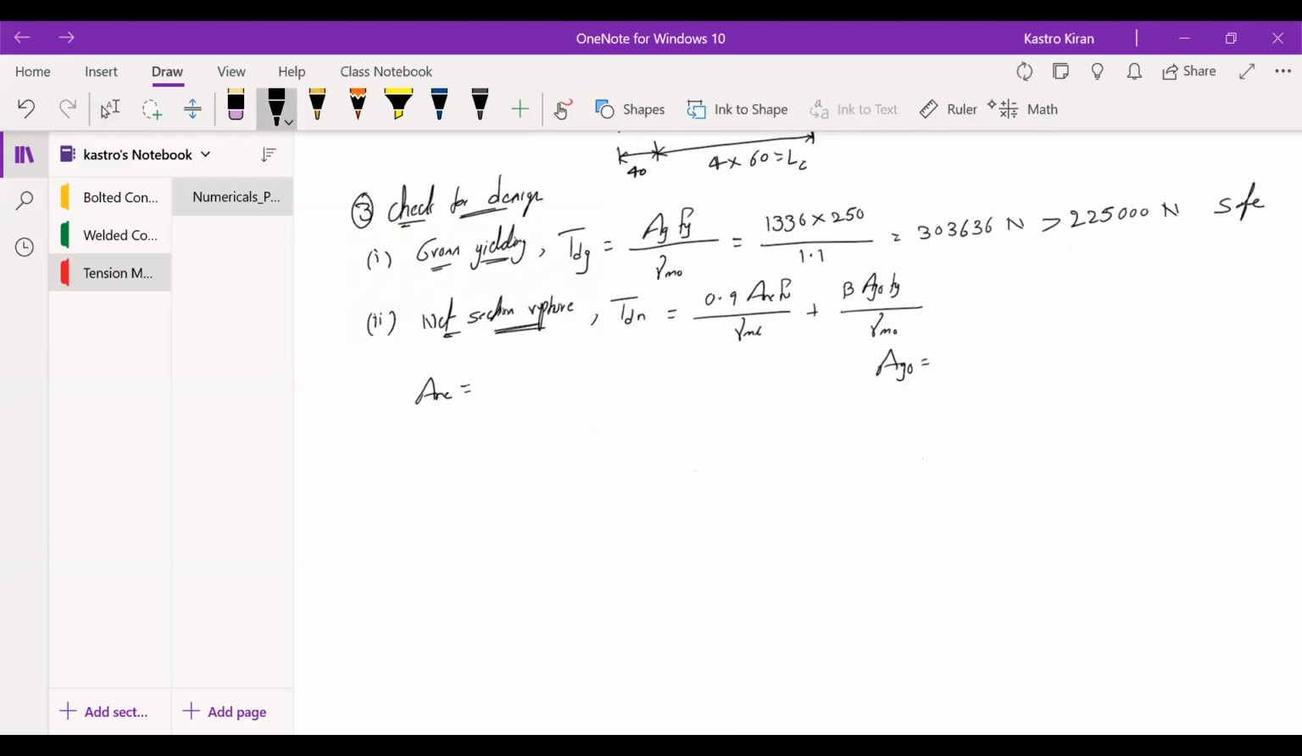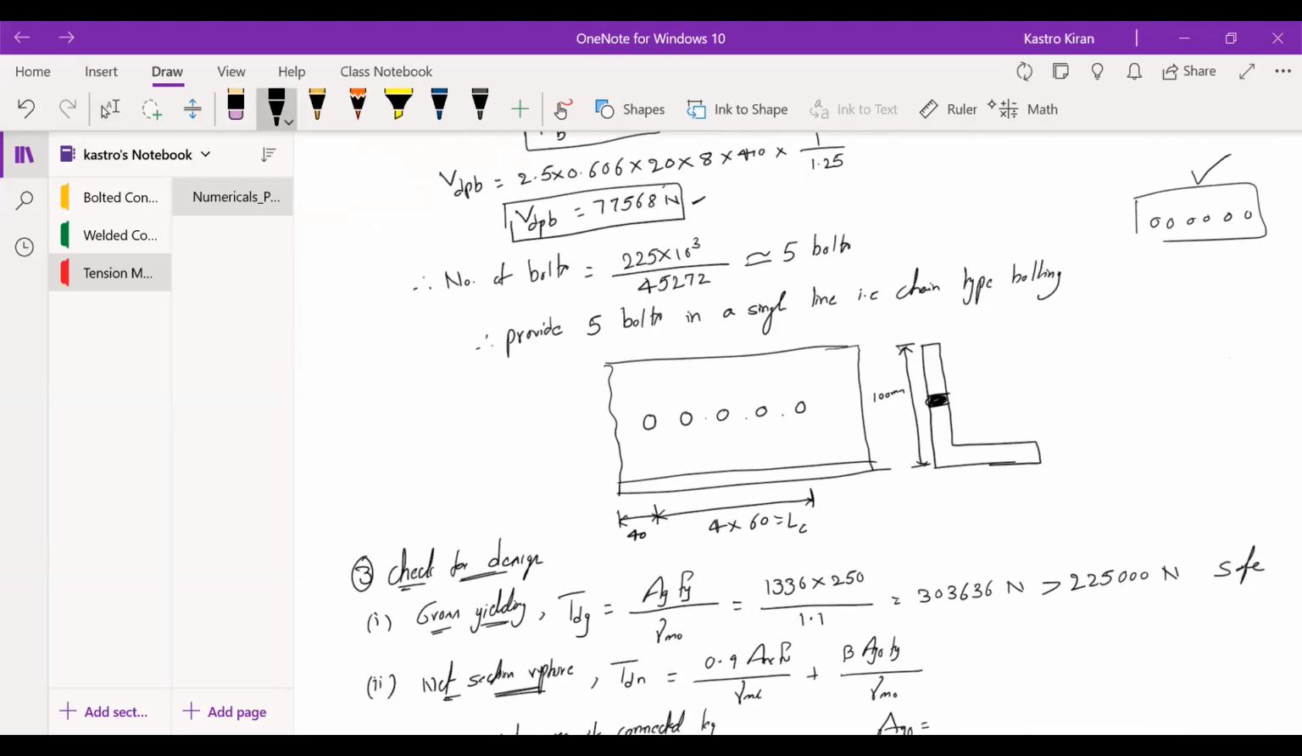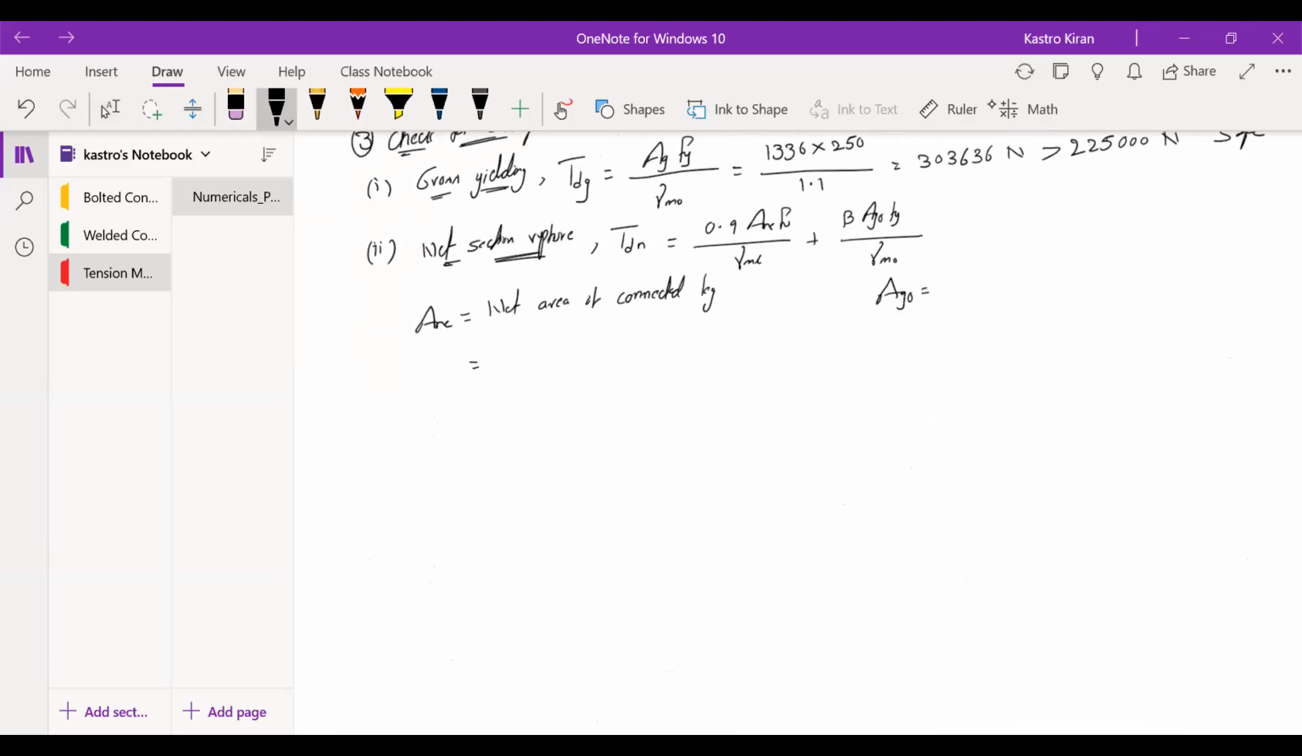We know ANC is the net area of the connected leg. What is the leg that is connected? We have connected the 100 mm leg to the gusset plate. So the net area of the connected leg is, we know the formula, the width of connected leg minus thickness of the angle section divided by 2, minus diameter of bolt hole. That's what we have seen in yesterday's and the day before yesterday's problems. If it's a bolted connection, you have to deduct the diameter of bolt holes.